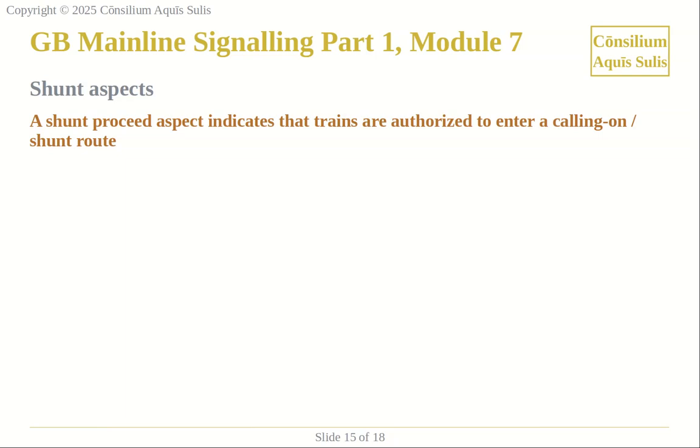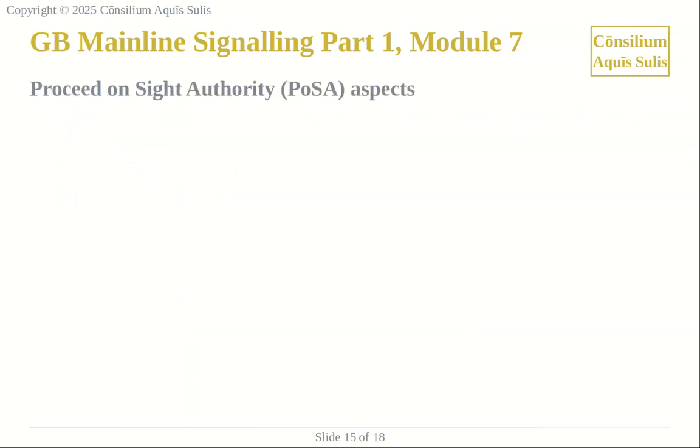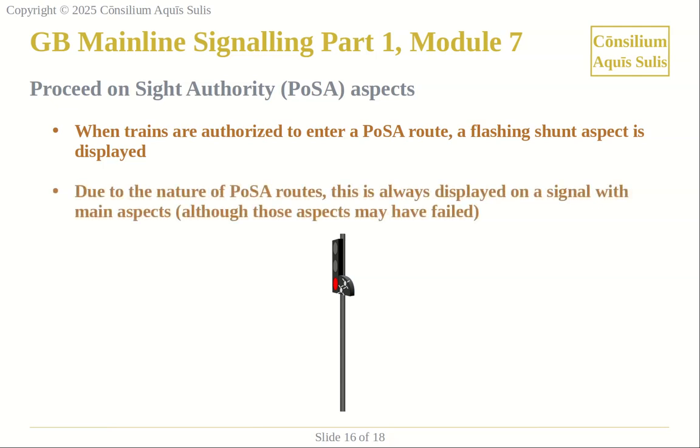A shunt proceed aspect indicates that trains are authorised to enter a calling on or shunt route. It consists of an inclined red semaphore subsidiary arm or disc, or two small white lights adjacent to one another at 45 degrees. And finally, proceed on sight authority poser aspects, which are used to authorise trains to enter a poser route and consist of a flashing shunt aspect. And due to the nature of poser routes, this is always displayed on the signal with a main aspect, although that main aspect may well have failed.